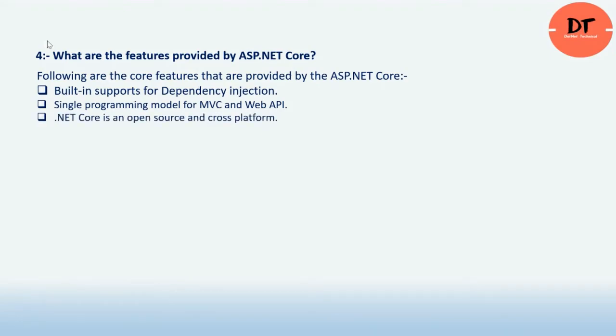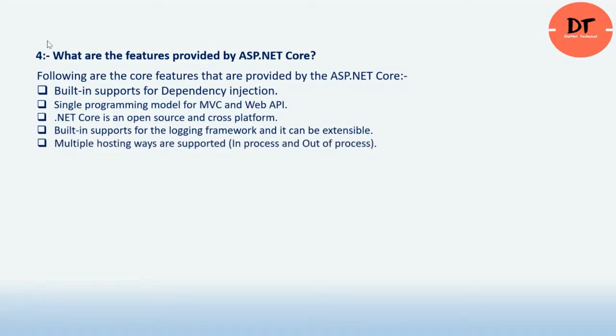.NET Core is open source and cross-platform. Open source means it is maintained by Microsoft as well as the .NET community like GitHub. And cross-platform means it supports Windows, Linux, and macOS. Built-in support for a logging framework, and it can be extendable. Multiple hosting ways are supported: in process and out of process. So there are two types of hosting environment. The first one is in process, the second is out of process.